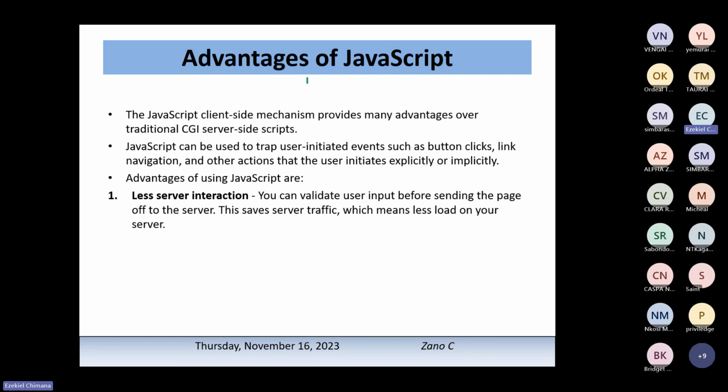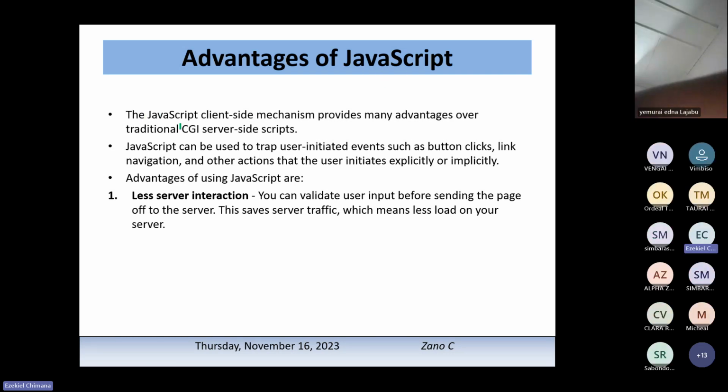Maybe what I can look at is the advantage of using JavaScript. The JavaScript client-side mechanism provides many advantages over traditional CGI server-side scripting. JavaScript can be used to trap user-initiated events such as button clicks, link navigation, and other actions that the user initiates explicitly or implicitly. An advantage of using JavaScript is less server interaction. It means we are also saving the data on the user side.